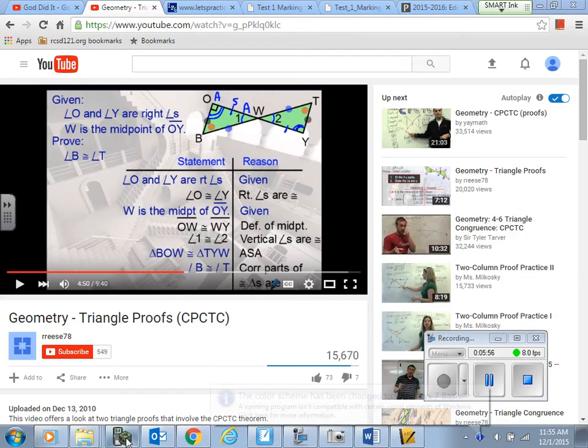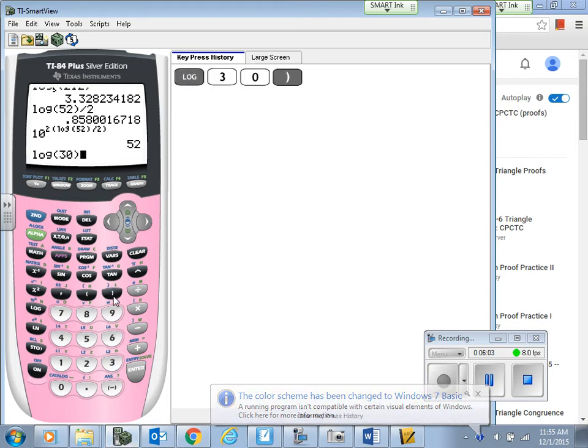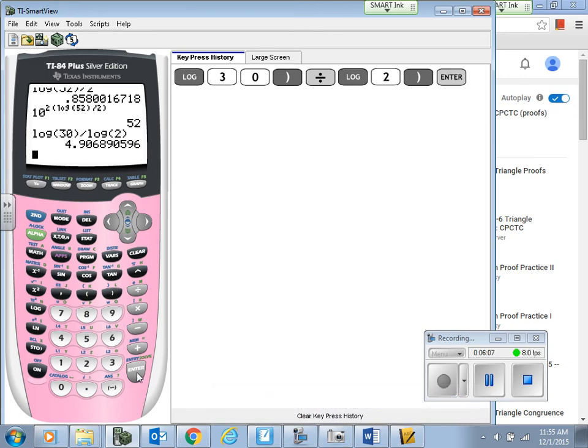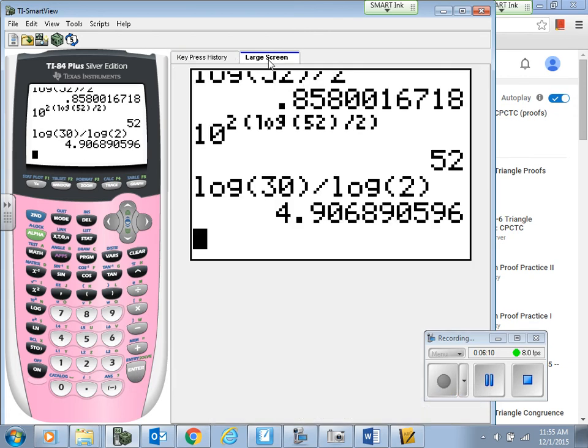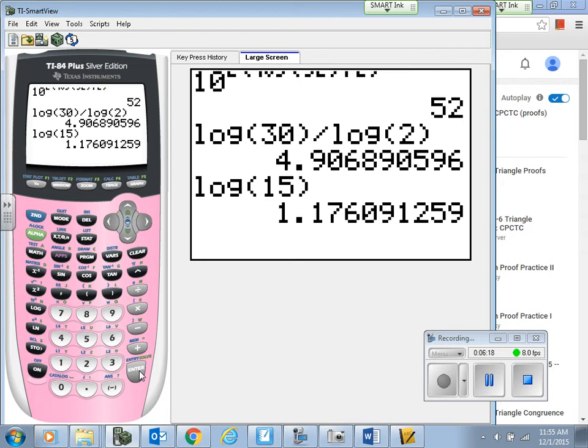Look in the calculator. If I do log base 10 of 30 divided by log base 10 of 2, this is what we get right there. And that looks like what we should have for our answer, between 4 and 5. Now, if you just do log base 10 of 15, look what you get. It's not the same value. So don't make that mistake.